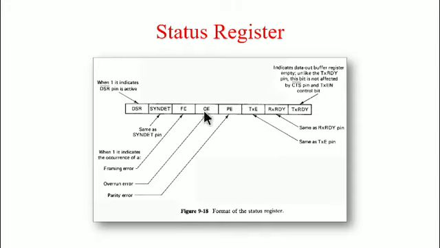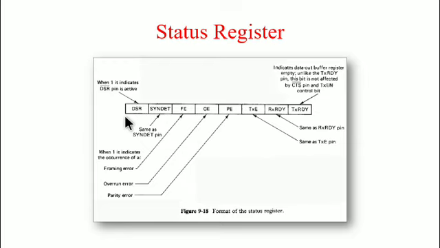Next one, FE, framing error. The FE flag is set when a valid stop bit is not detected at the end of every character. It is reset by the ER bit of the command instruction. FE doesn't inhibit the operation of the 8251A. What about your DSR? Finally, DSR means data set ready, and it indicates that data set ready is at 0 level.